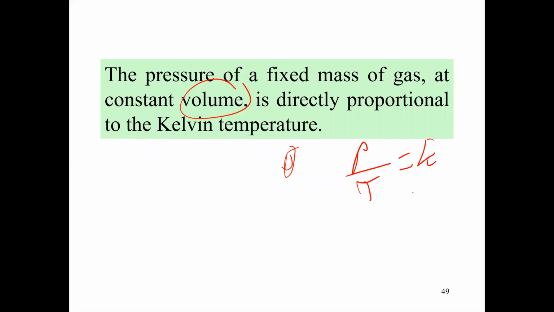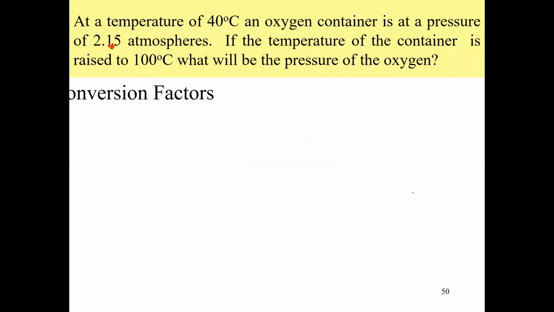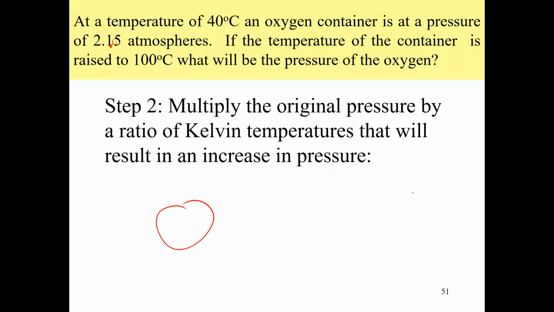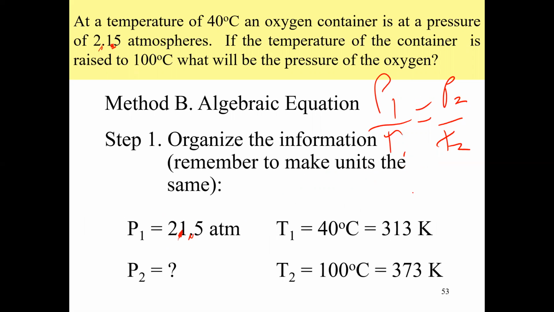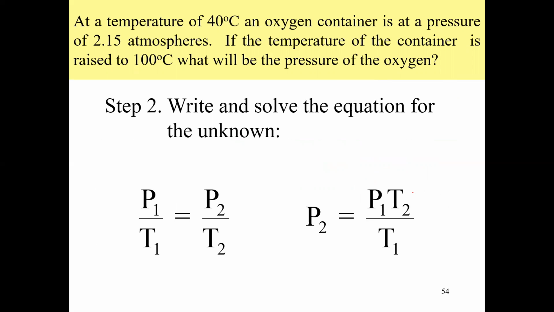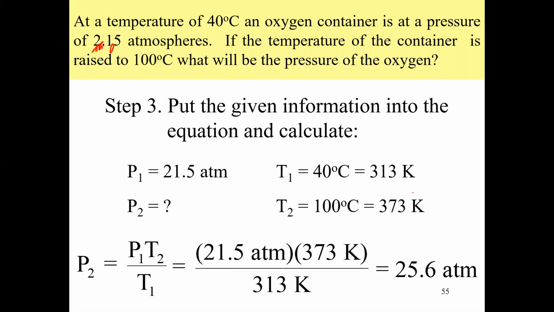Gay-Lussac is another chemist. He found that for a fixed mass of gas at a constant volume, pressure is directly proportional to the temperature. So you have P equals constant times T, P1 over T1 equals P2 over T2, and then a sample problem related to that again. And then an algebraic one, set it up before, just like this. And then you write the equation there, solve for the unknown, and then put the information into the equation. And you notice that these Kelvins will cancel out.